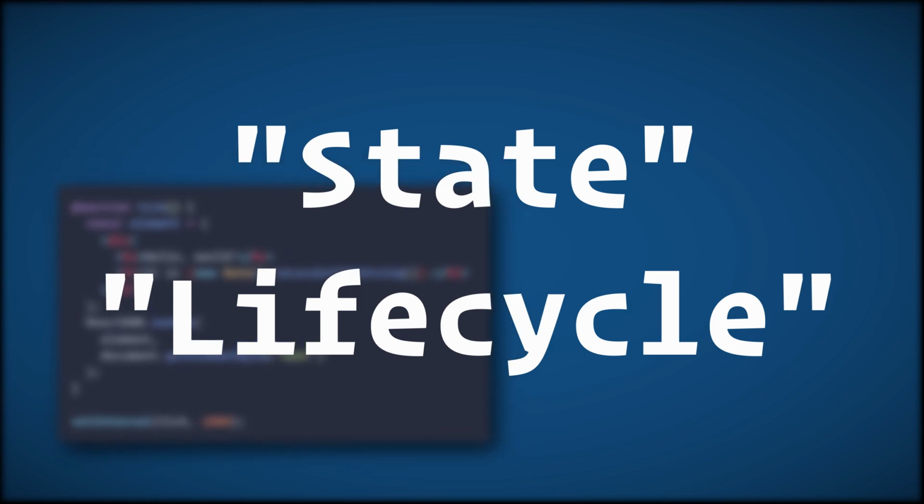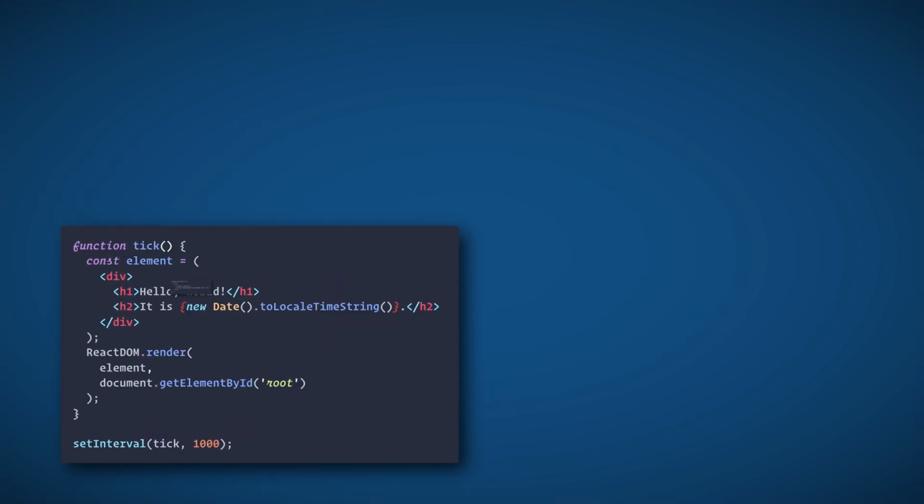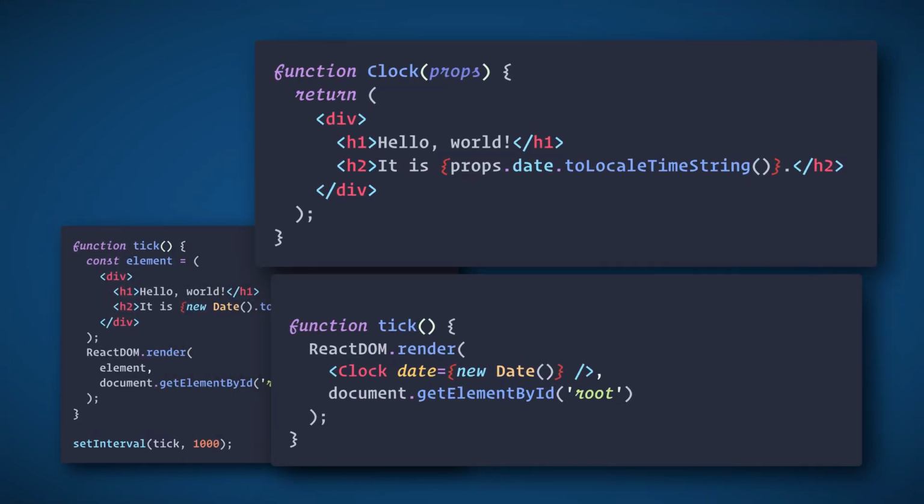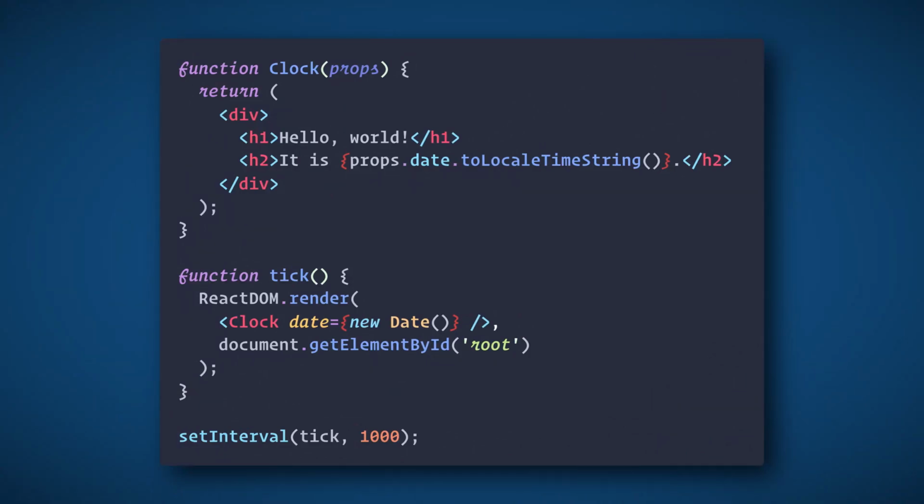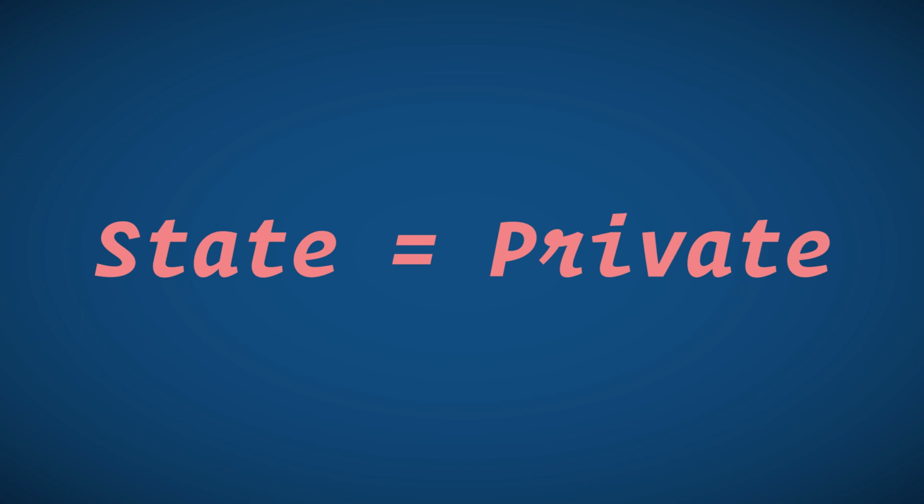And we can start by encapsulating the clock. First, we'll define the layout of the clock separate from the tick function. We send the date to the clock through props. But we're still re-rendering the DOM. Ideally, we want to write this once and have the clock update itself. To implement this, we'll need to add state to the clock component. State is similar to props, but it is private and fully controlled by the component.